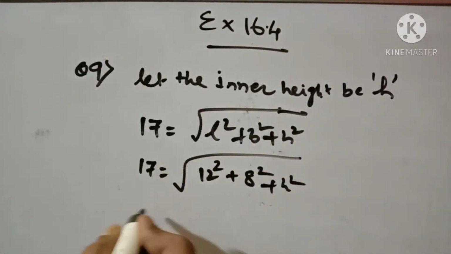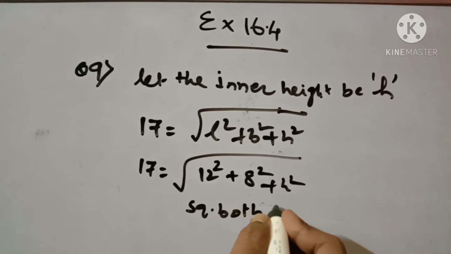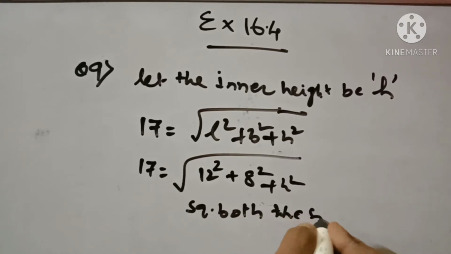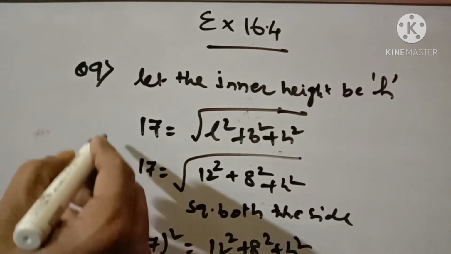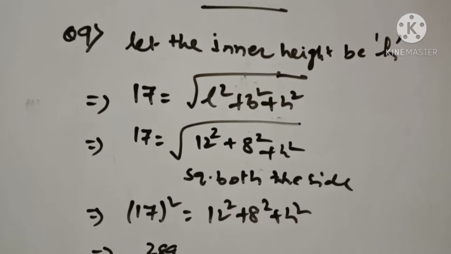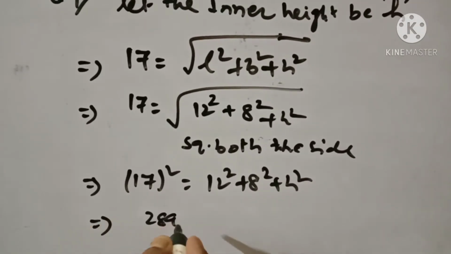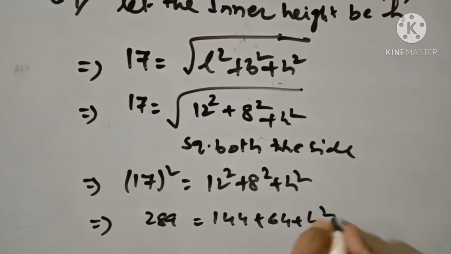Now squaring both the sides, so it will be 17 whole square equal to 12 whole square plus 8 square plus h square. So this will be 289. Now this implies that 289 centimeters square equal to 144 plus 64 plus h square.